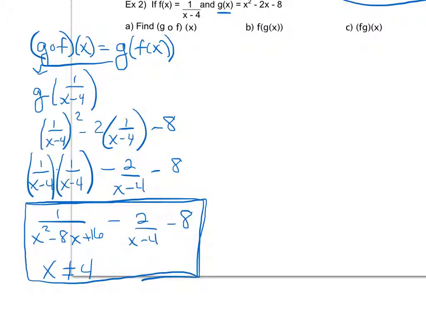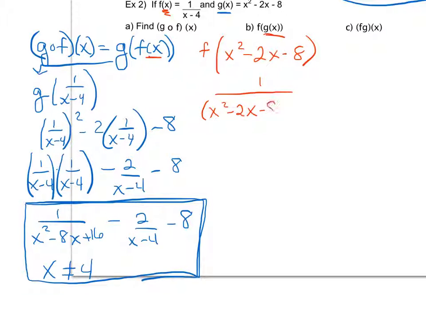And looking at part B, notice it's very similar to part A, except now g of x is my inside function instead of f of x. So I'm going to take g, which was x squared minus 2x minus 8. And what does that mean? That means go to f and plug that in. So I'm going to have 1 over x squared minus 2x minus 8, and I plug in with parentheses, minus 4.